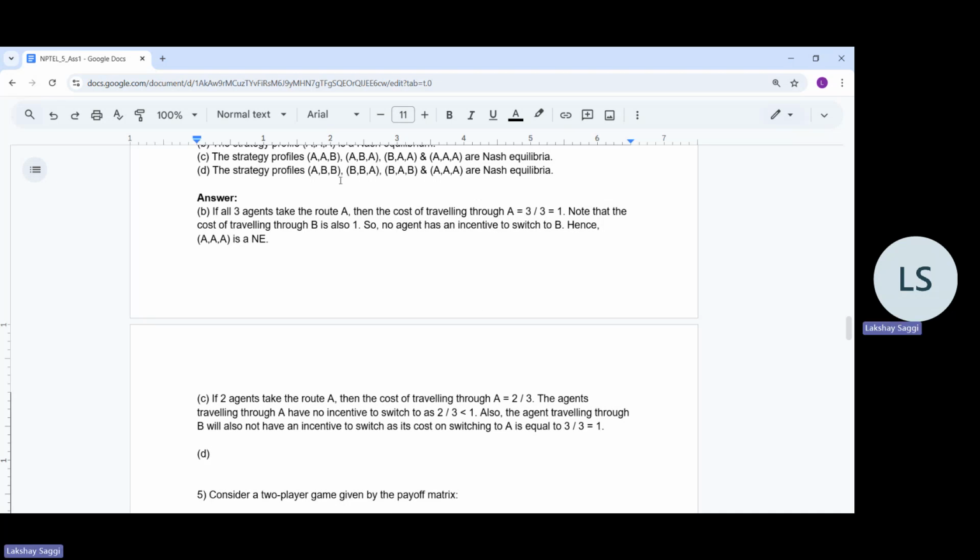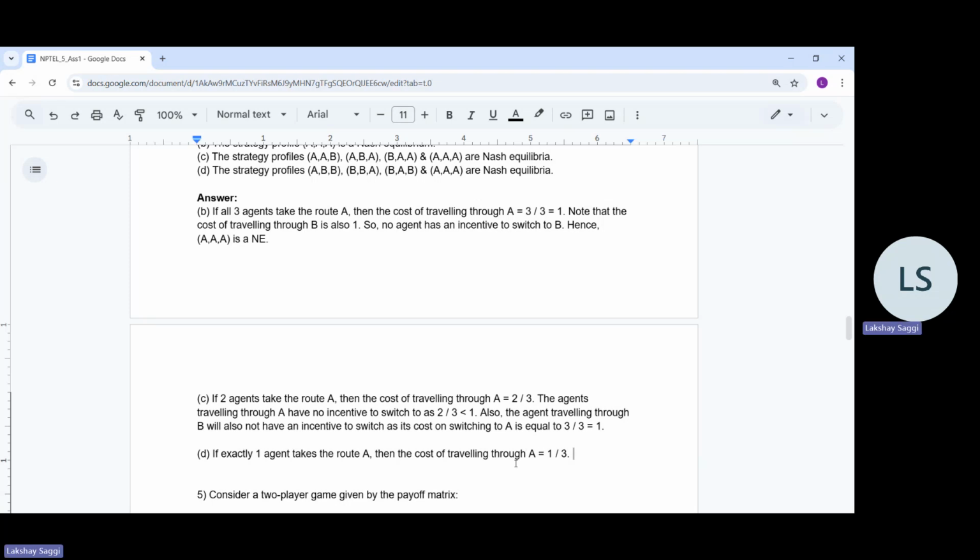The strategy profiles ABB, BBA, and BAB. So we know that AAA is a Nash equilibrium, but whether these three are also Nash equilibria or not. These three strategy profiles basically correspond to exactly one agent taking the route A. If one agent takes the route A, then the cost of traveling through A is equal to the fraction of agents taking the route A. So it will be 1 divided by the total number of people, which is 3.